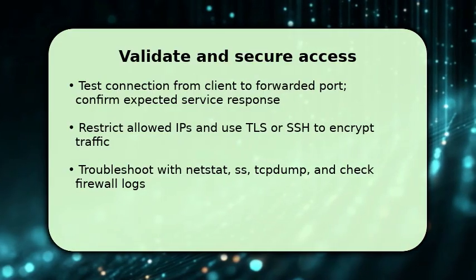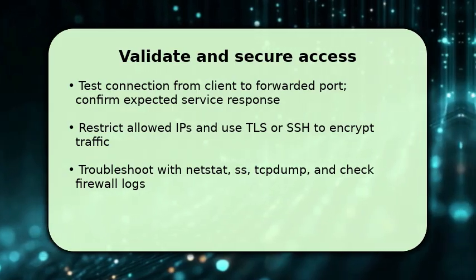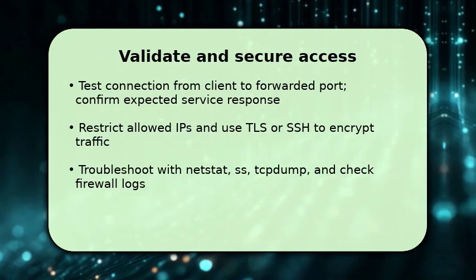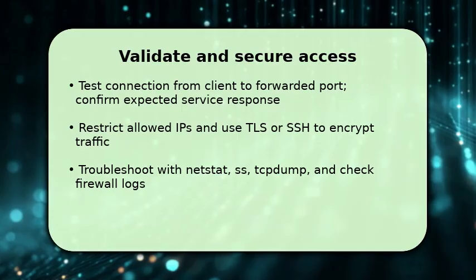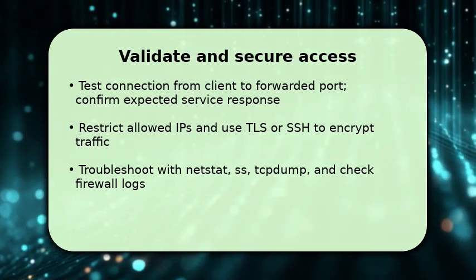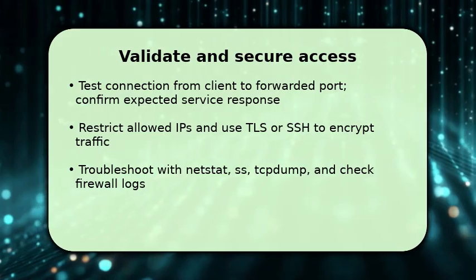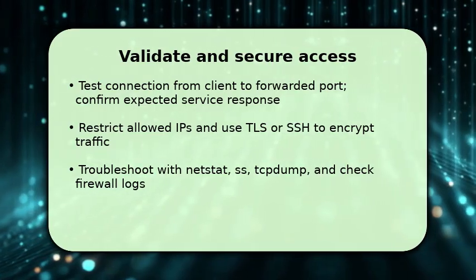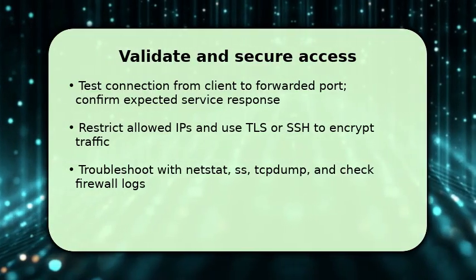Make sure to secure the endpoint. Restrict source IP ranges in the firewall, apply rate limits, and wrap the connection with TLS or use SSH tunnels to prevent eavesdropping. If things fail, check listening sockets with netstat or ss, capture packets with tcpdump to see where traffic stops, and review firewall or system logs. This single troubleshooting step often reveals misrouted ports or blocked packets.